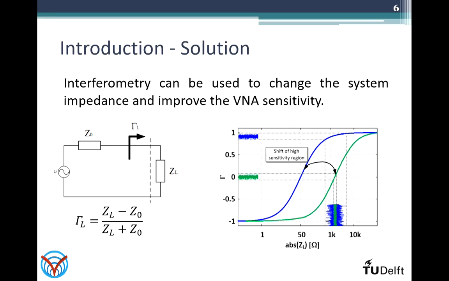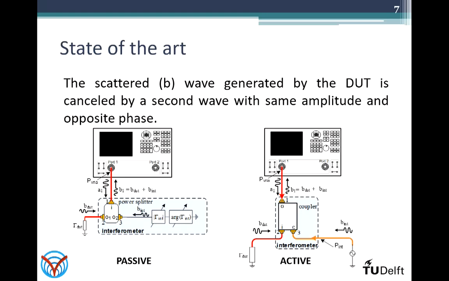Of course, this problem would be solved if we could shift the sensitivity region of our VNA to a different impedance that is closer to the impedance of the DUT we are going to measure. And of course, this can be done by applying interferometry. If we look at the literature, we find several techniques to apply interferometry, and we can group them in 2 main categories. On one side, we have passive interferometers. On the other side, we have active interferometers.